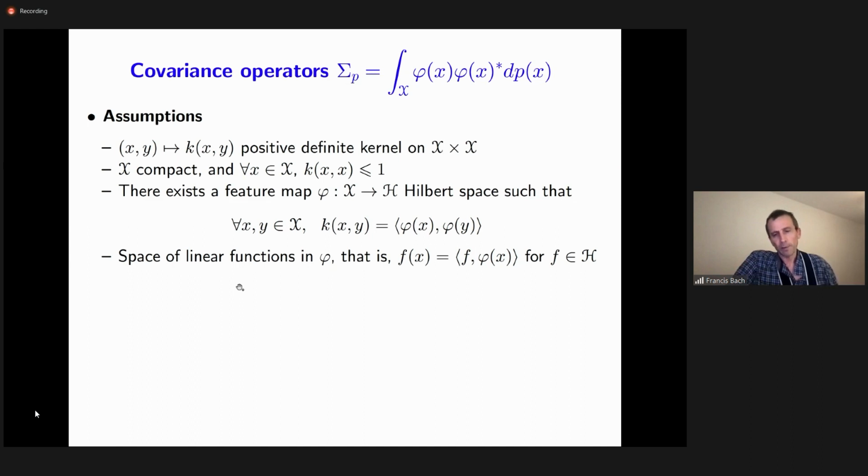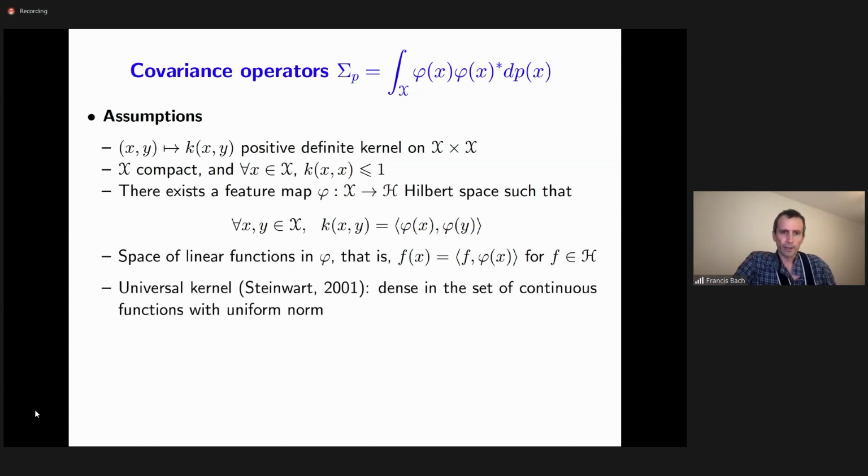Then what is typical in that setup is to consider the space of linear functions in phi. So f of x would be f dot product with phi of x. So it's a function of x, which is linearly parameterized by f, and that defines functions on X. And this is what people typically use in kernel methods. For that set of functions, the kernel is said to be universal if that set of functions is dense in the set of all continuous functions with uniform norm. And essentially all the classical kernels, like Gaussian kernel, exponential kernel, and so on, do satisfy that.